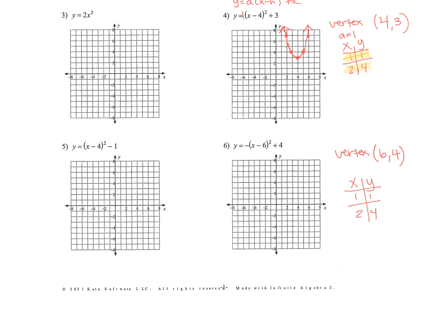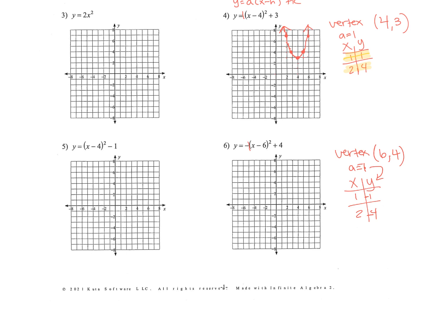And now I look at my a. My a, which is in front of my parentheses, is a negative 1. So now I'm going to multiply my y values by that -1. So 1 times -1 is -1, and 4 times -1 is a -4. This is what makes my graph point down.